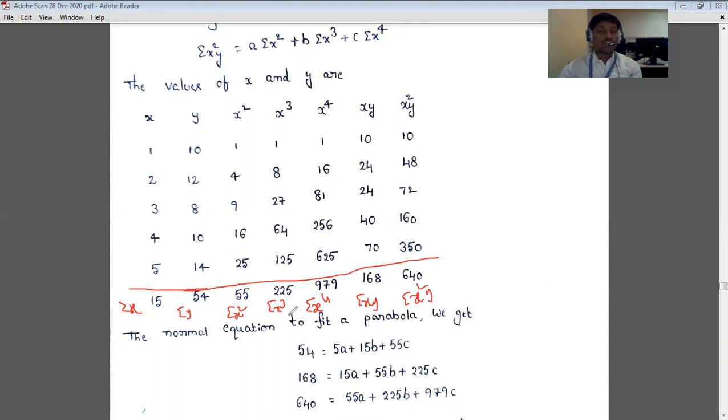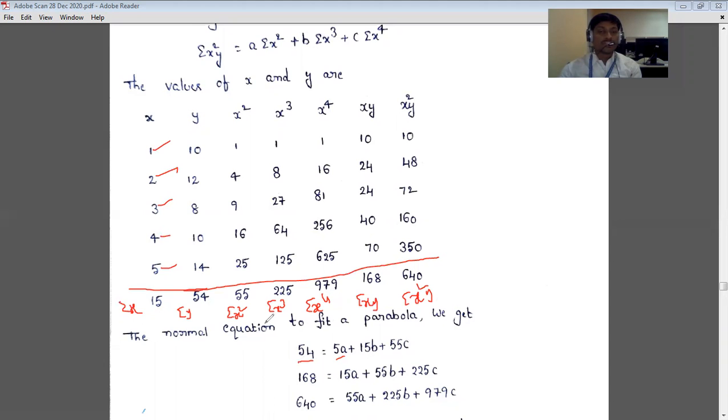Now to fit a parabola, what are the normal equations we chose? First one: summation y, which is 54, is equal to na. n is the number of values. How many values? 1, 2, 3, 4, 5. So for that, 5a.